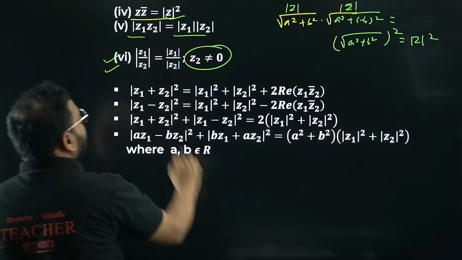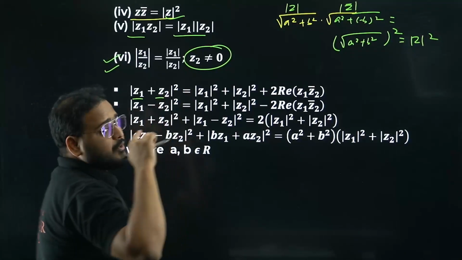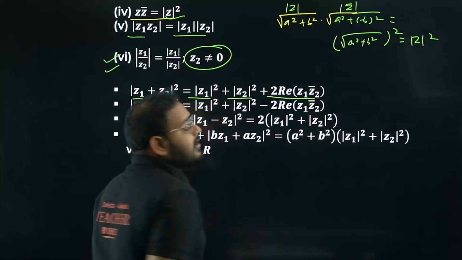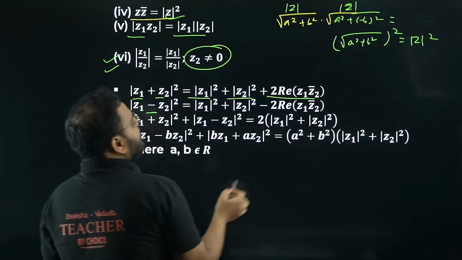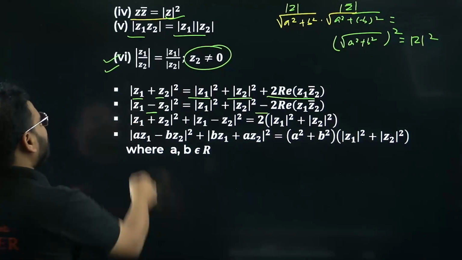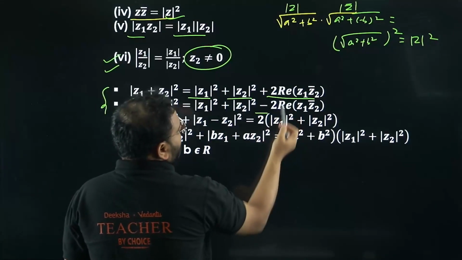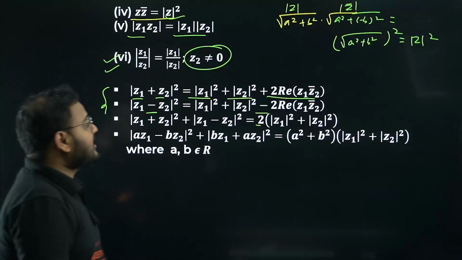z1 plus z2 the whole square becomes z1 square. If I have two complex numbers z1 and z2, if you take the sum's whole square, you'll get z1 square, z2 square, and 2 times the real part of z1 into z2. If you take a minus sign, what will happen? It will become minus 2 times the real part of z1, z2. Now if you add them, the cross terms will be cancelled. You have only 2 times z1 square plus z2 square.